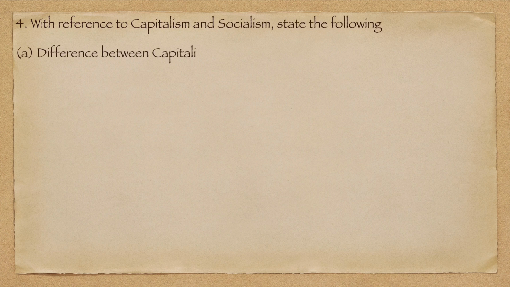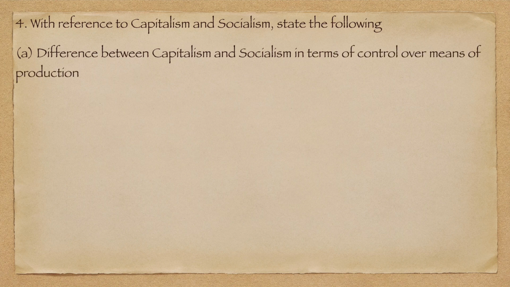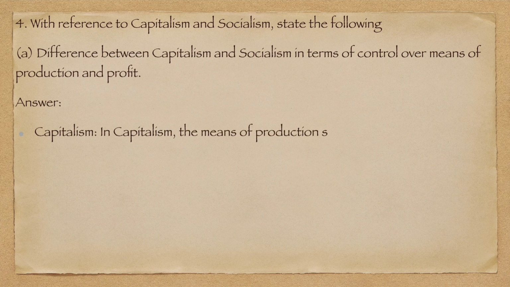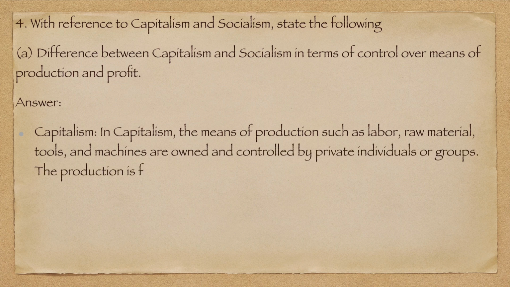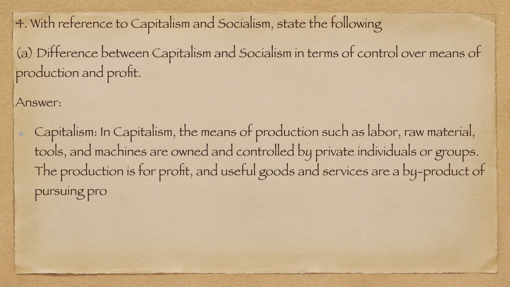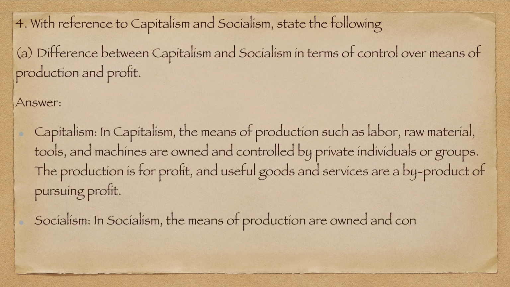4. With reference to capitalism and socialism, state the following. A. Difference between capitalism and socialism in terms of control over means of production and profit. Answer. Capitalism. In capitalism, the means of production such as labor, raw material, tools, and machines are owned and controlled by private individuals or groups. The production is for profit. And useful goods and services are a byproduct of pursuing profit.